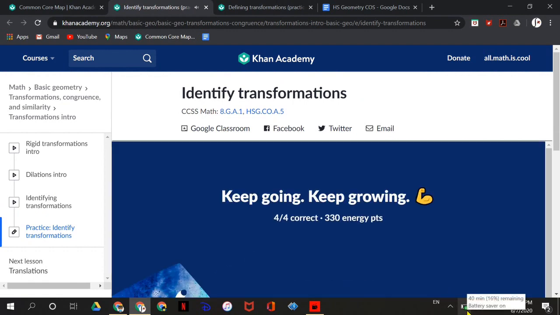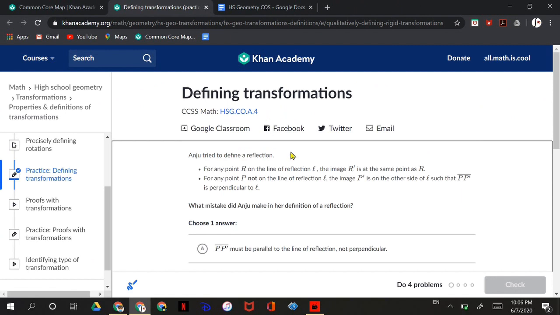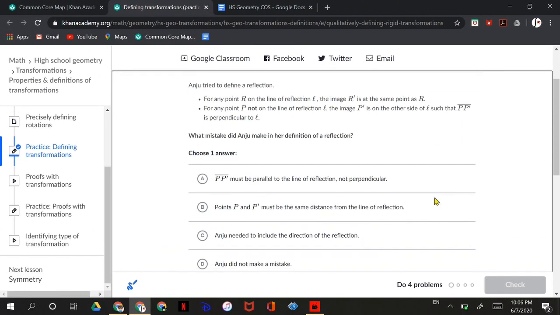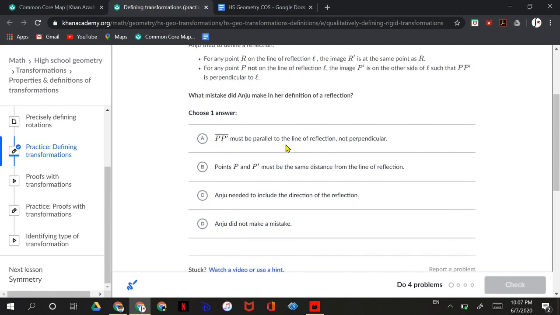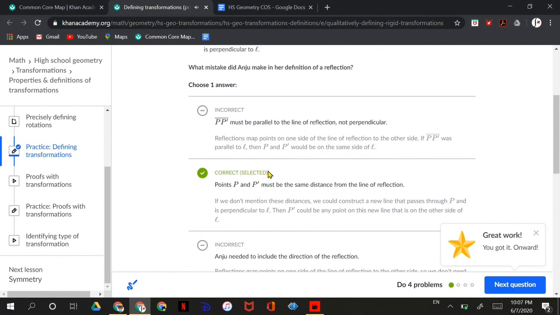Okay, this is probably the last one. What mistake did Anju make in her definition of a reflection? For any point P on the line of reflection, the image P' is the same point as P. For any point not on the line of reflection, the image is on the other side of L, such that PP' is perpendicular to L. Okay, so this is what she forgot to include. Yeah, she forgot to include that they must be the same distance away from the line of reflection. They can't just be, quote unquote, on the other side.